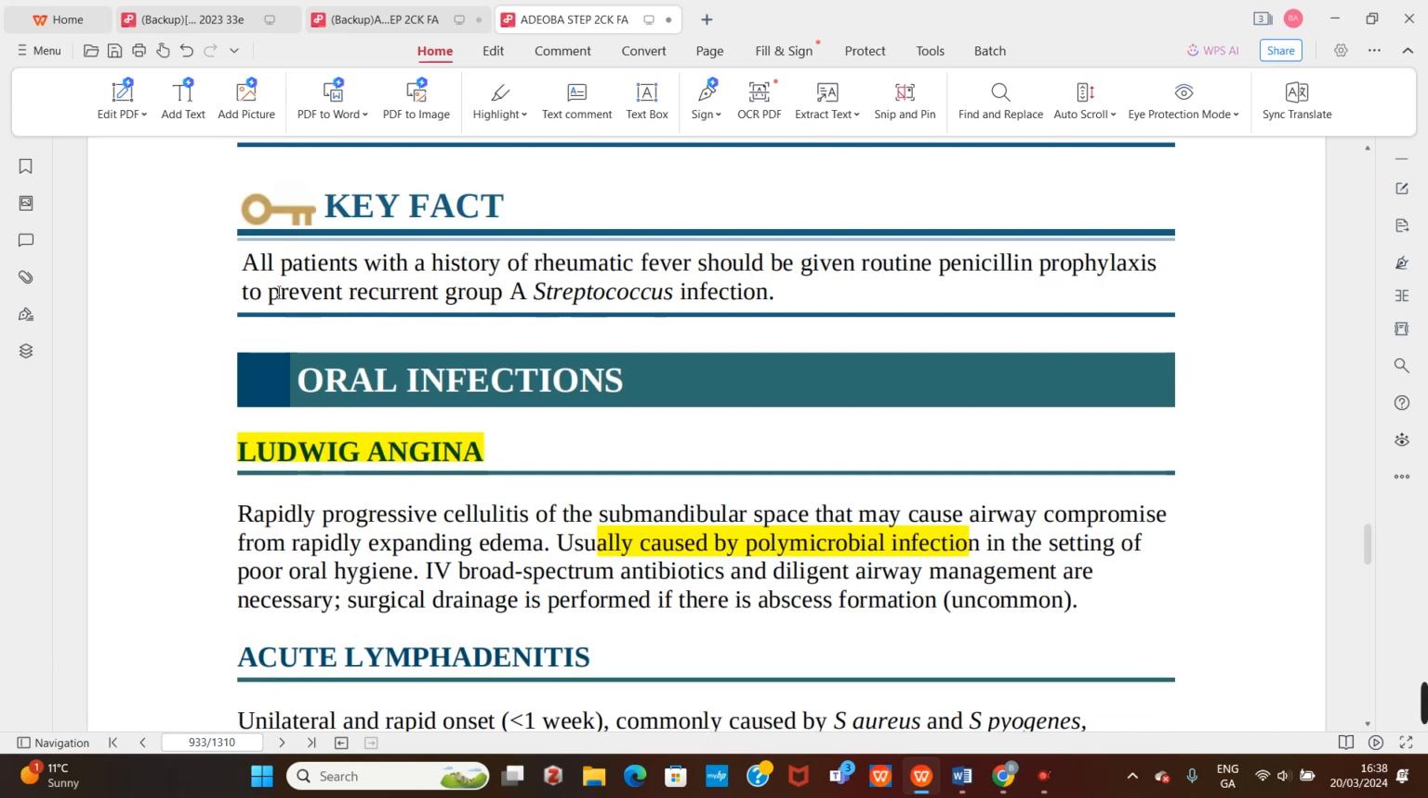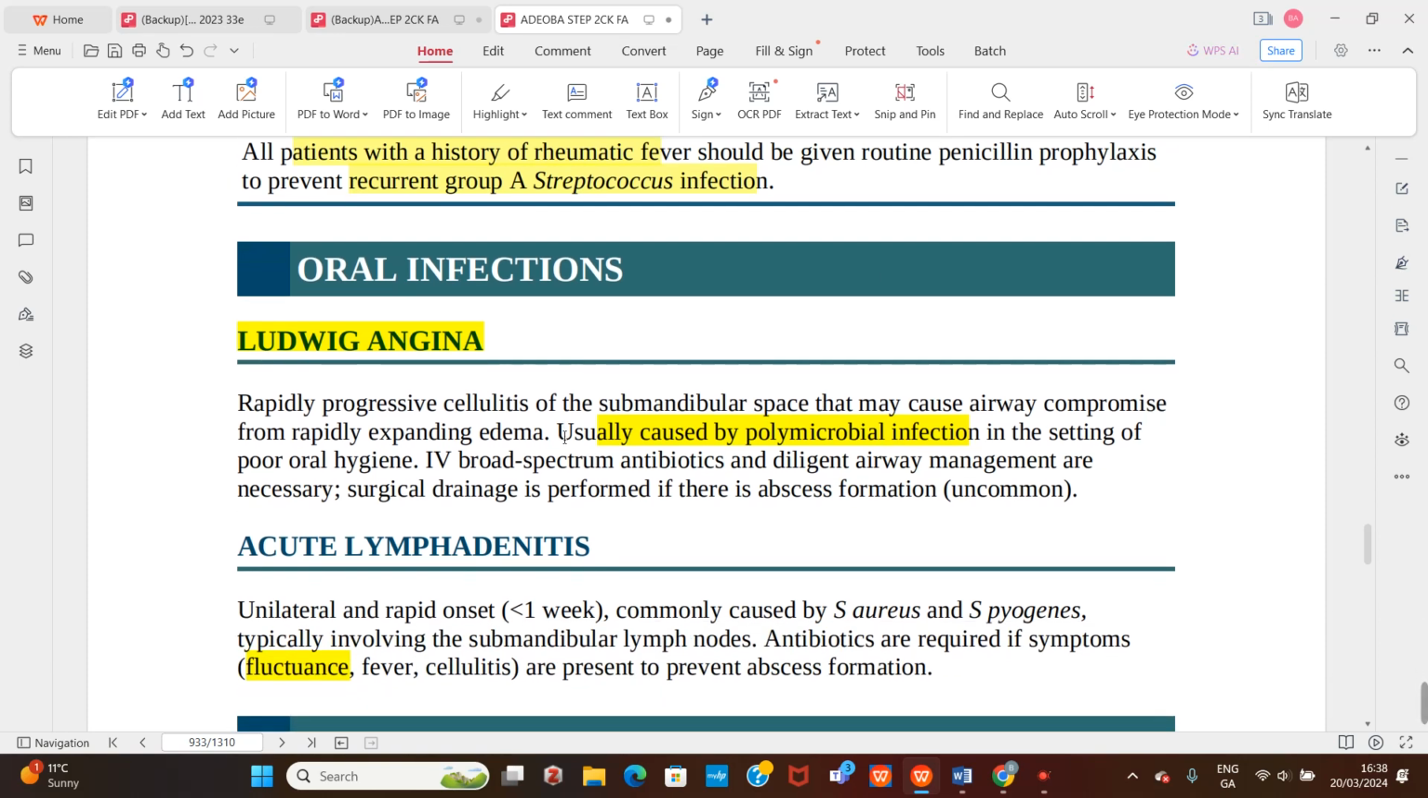So all patients with history of rheumatic fever should be given routine penicillin prophylaxis, because you want to prevent recurrent infection. And don't forget, the penicillin prophylaxis will also prevent them from developing the rheumatic fever too, particularly people with past history of acute pharyngitis.